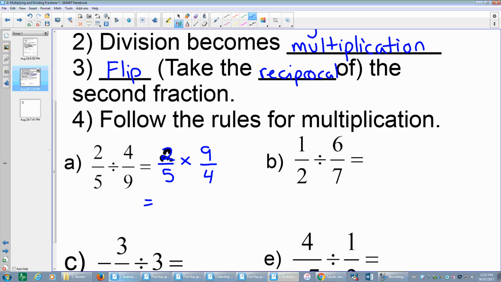Okay, so what do I do here? Now I follow my rules of multiplication. Well, what do I have to do? I take my numerators and I multiply them together. 2 times 9 gives me 18. Over. Now I multiply my denominators together. 5 times 4 gives me 20. Great.